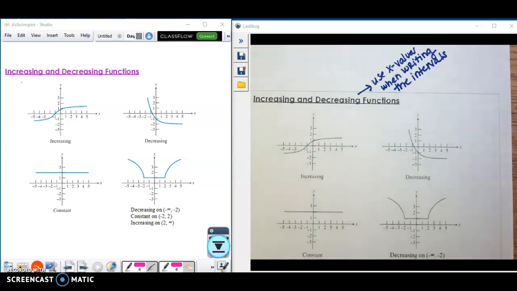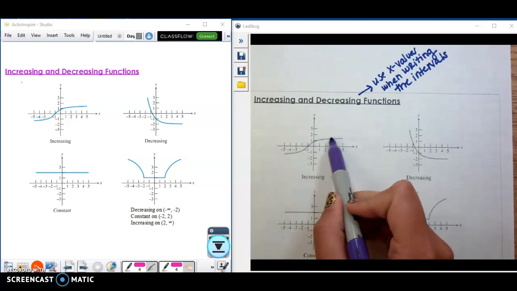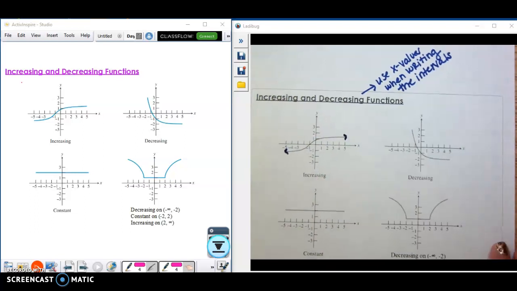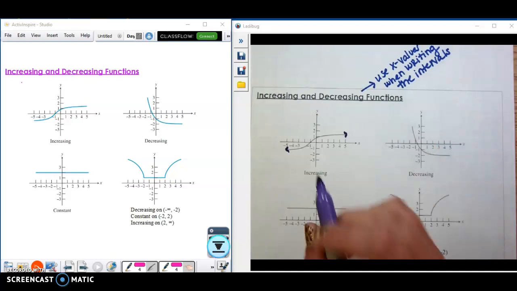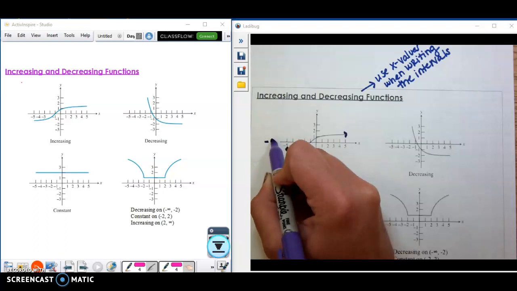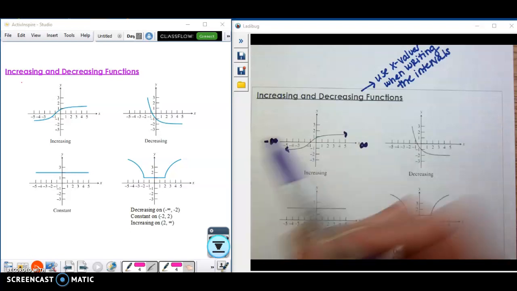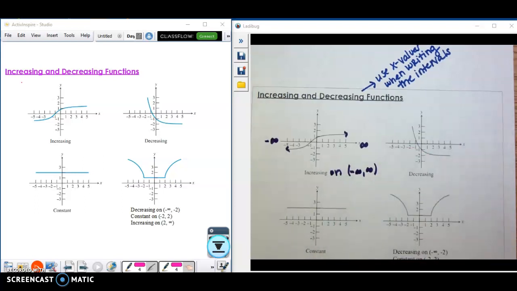So when we're looking at increasing, we have to make sure we're going from left to right, like you're reading a book. If you look at this first graph here, going from left to right, the entire graph is increasing. If we wanted to write that as an interval, it's really helpful if you always put your negative infinity and positive infinity here, just to show that we're using the x values. So it's increasing for the whole graph. It's increasing on the interval from negative infinity to positive infinity.